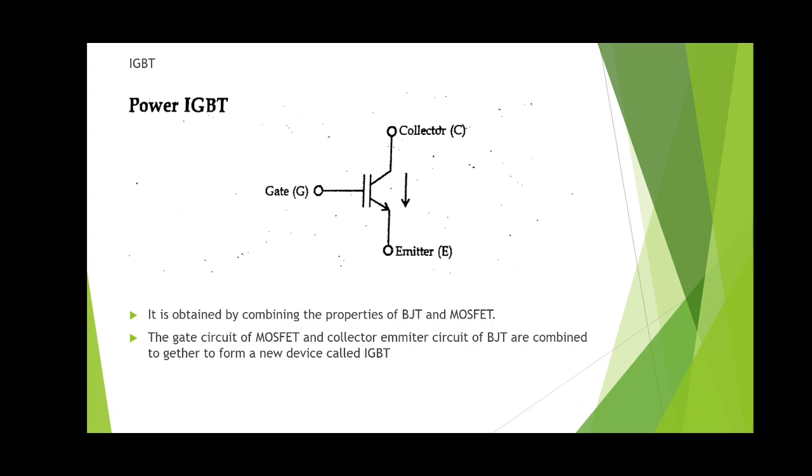The gate circuit of MOSFET and collector emitter circuit of BJTs are combined together to form this device. Once again I am repeating, the gate circuit of MOSFET and collector emitter circuit of BJT are combined together to form a new device which we call an IGBT, whose symbol is shown in the figure, and the three terminals are collector, gate and emitter.